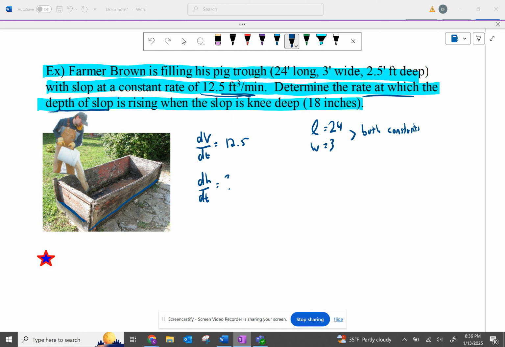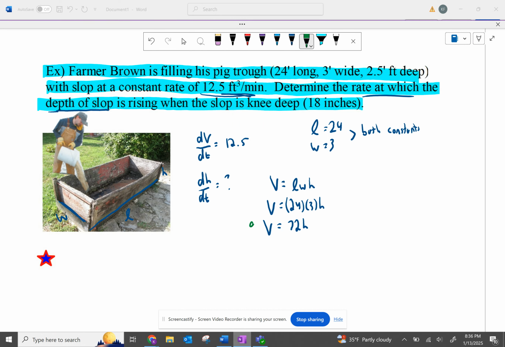So what formula can relate volume to height of a rectangular prism, as we see? That's going to be the volume of this container. This prism is a rectangular prism. The base is a rectangle, so it's length times width. That's the area of the base that we multiply by the height, which is h. So we have length, width, and height. Now, like I said, the length is 24, that's a constant, and the width is 3, that's a constant. So I could really just write this as 72h.